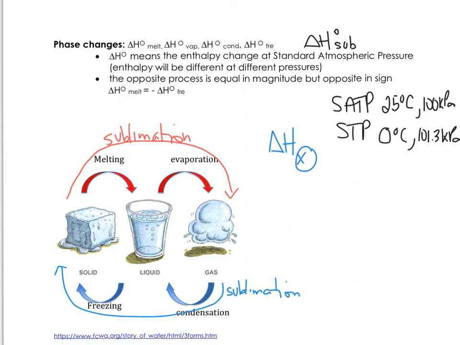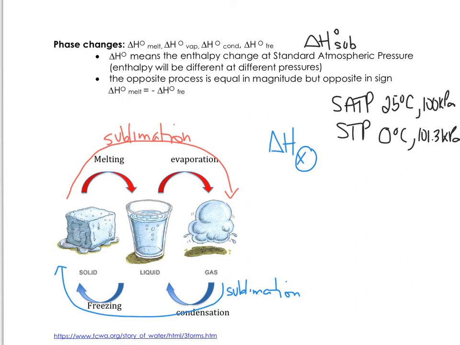So another thing to know here is that the opposite process is equal in magnitude but opposite in sign. So for a substance, the change in energy for melting will be exactly the same for the enthalpy change or energy change for freezing or for solidification. The only difference is the difference in sign.